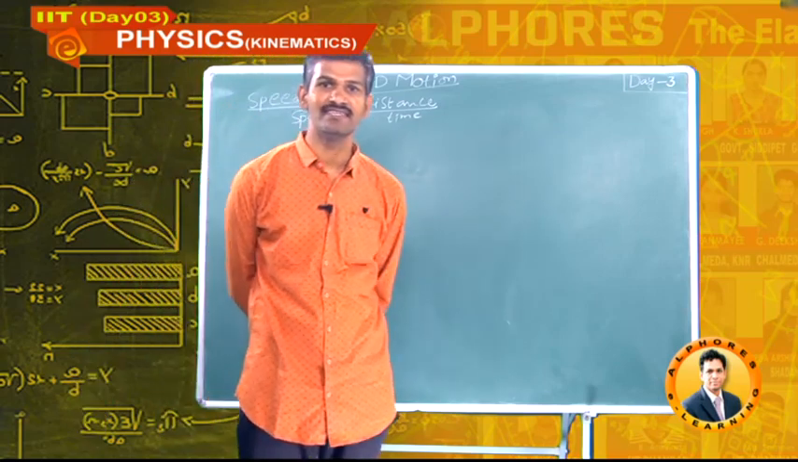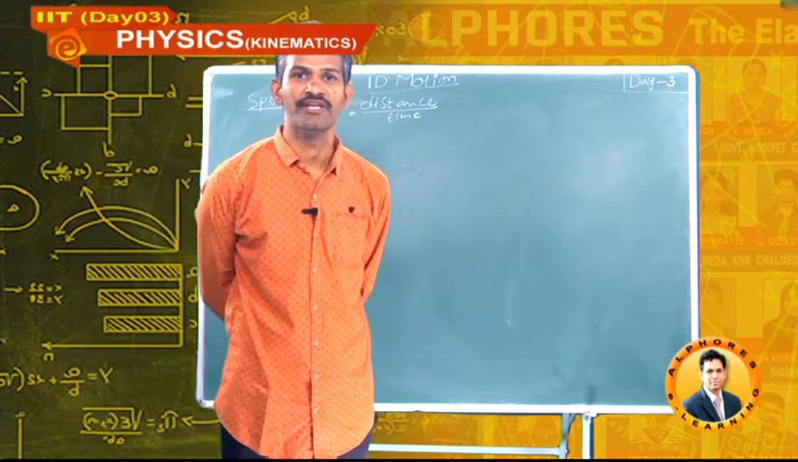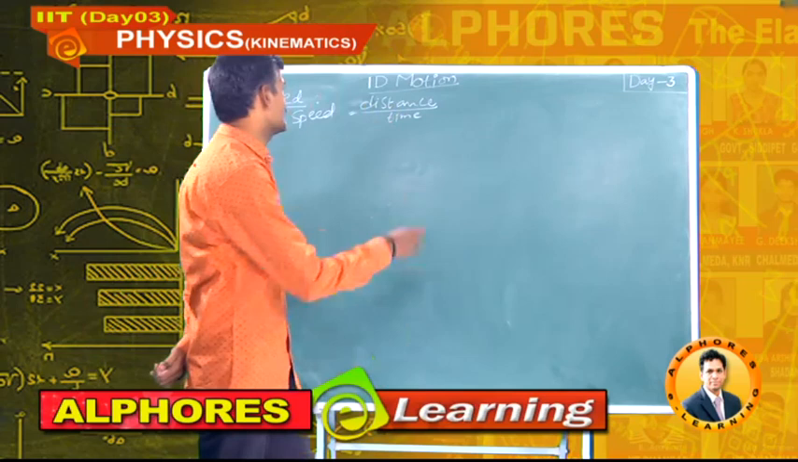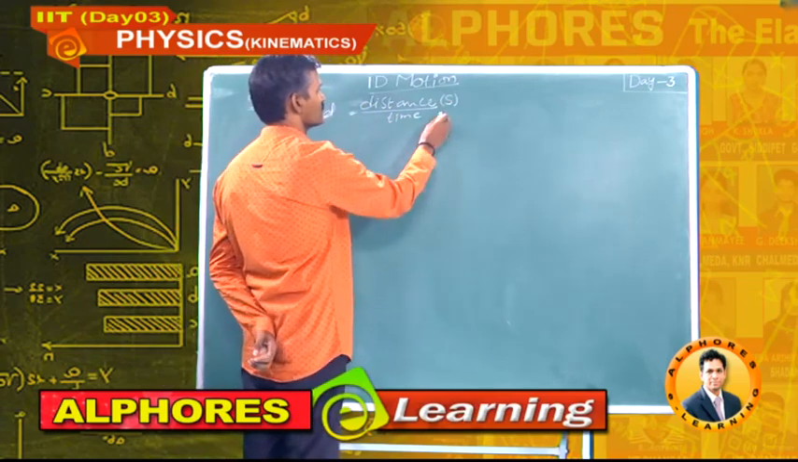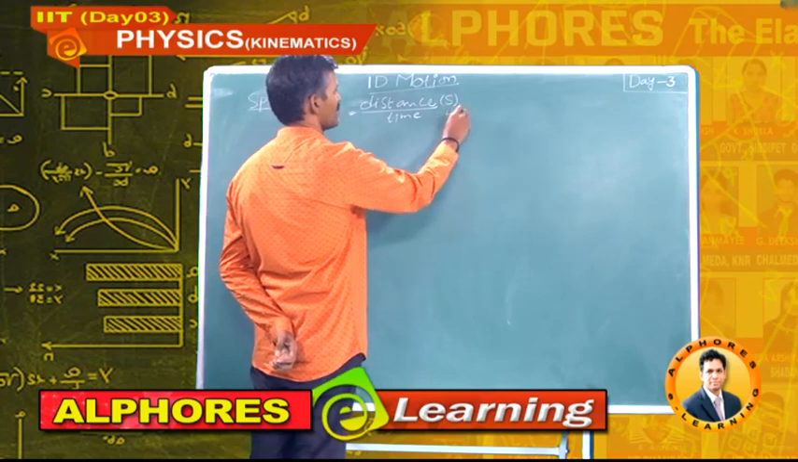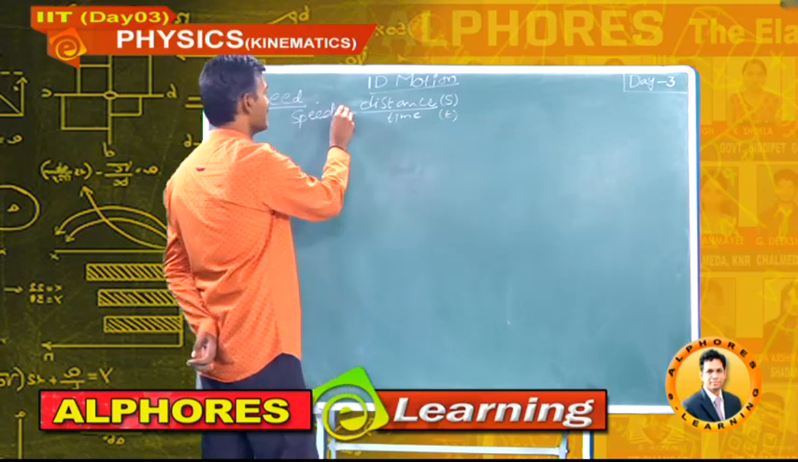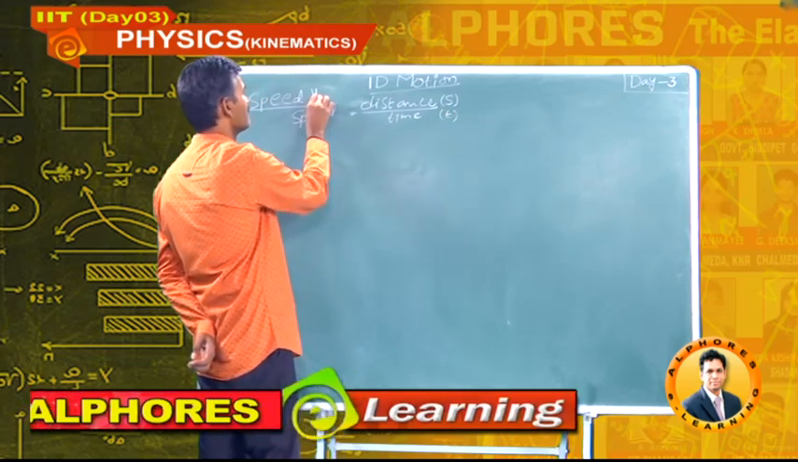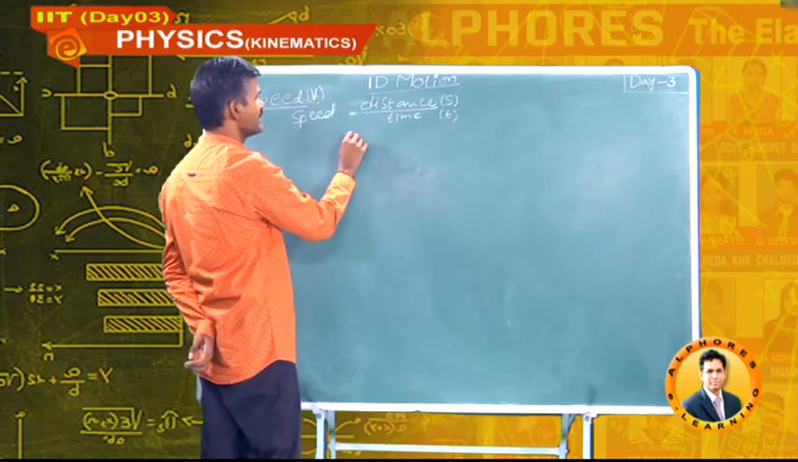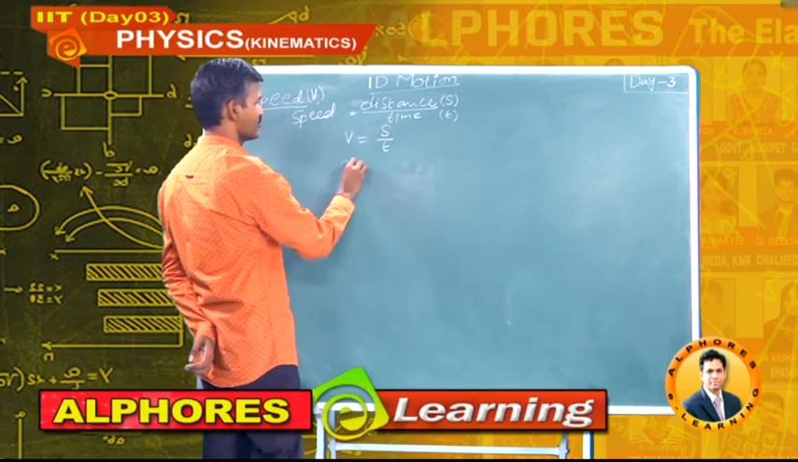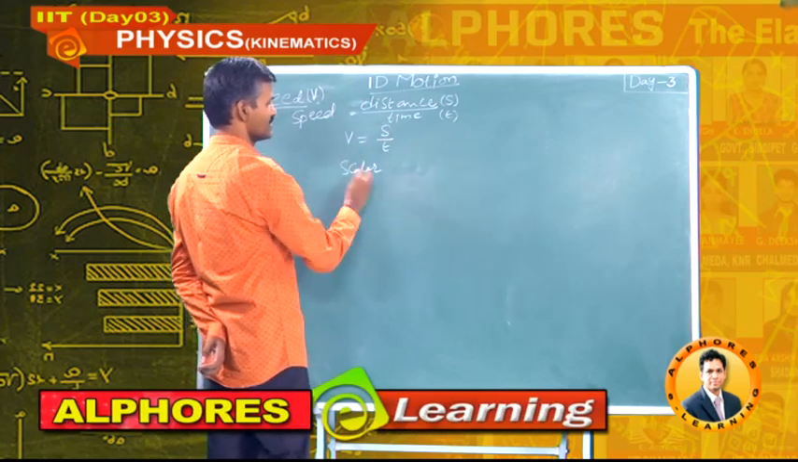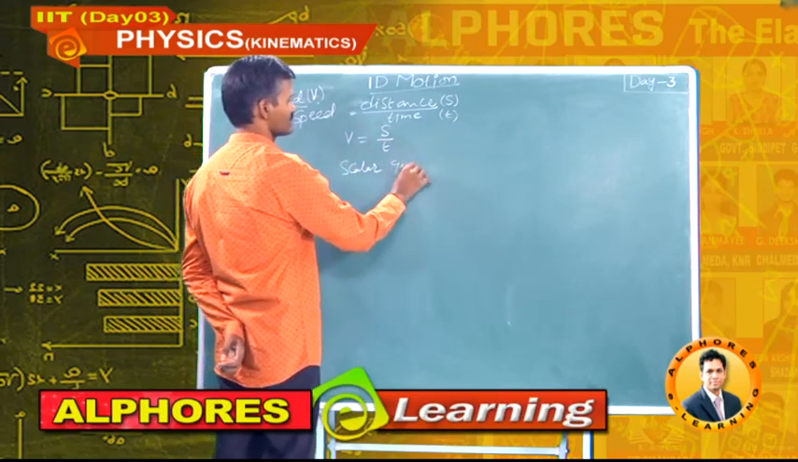Speed is defined as distance travelled by the body in unit time. Basically, this distance is a scalar quantity, so this time is also scalar. This speed is represented with the symbol v. So, speed v is equal to distance by time. It is a scalar quantity.